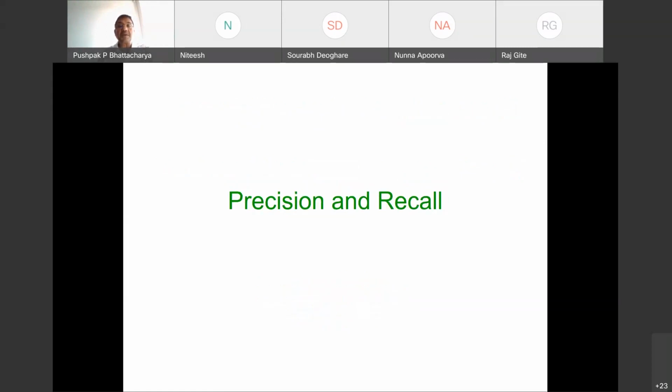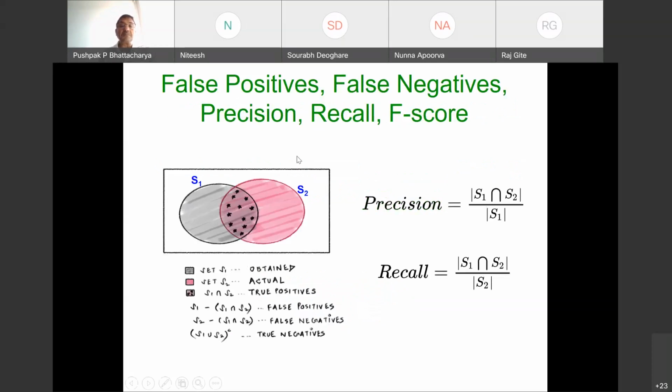So just to remind you, precision and recall can be very easily understood in terms of a Venn diagram where there are two sets. The set S1 is the obtained set through a machine learning model, and S2 is the actual set of instances. So it is the actual set of dogs, and S1 is the hypothesized set of dogs. The square indicates the universe, and every point in it constitutes the whole universal space.